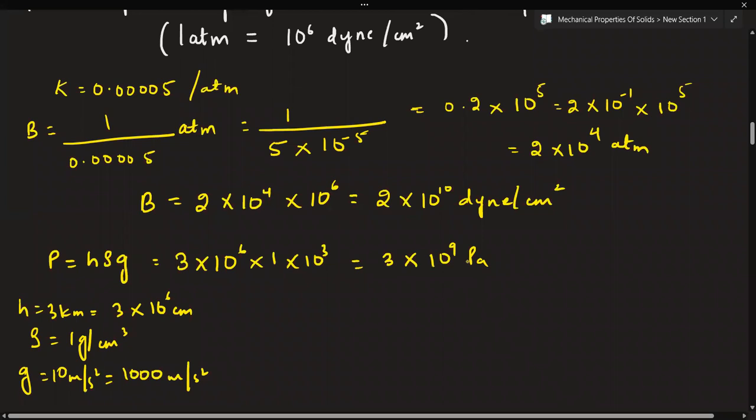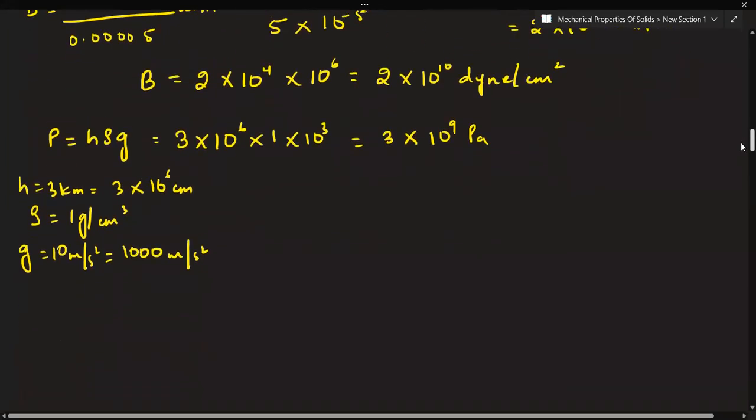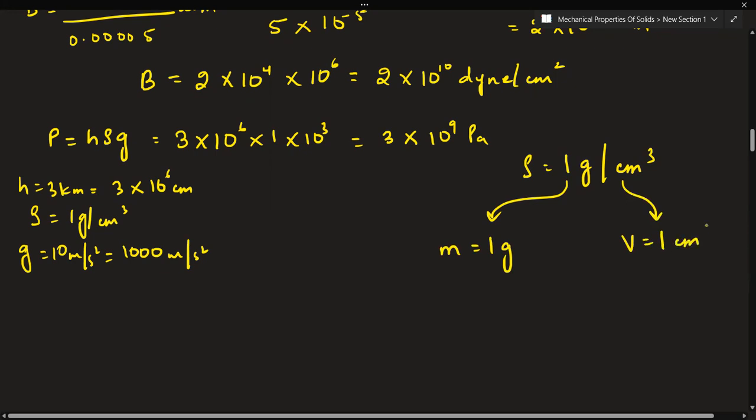Now we have the pressure, we have the bulk modulus. What was the density given? It was given 1 gram per centimeter cube. So this means mass is 1 gram and the volume is 1 centimeter cube. We have bulk modulus, pressure, and V. Only delta V is unknown from this formula, minus PV by delta V. So delta V would be minus PV divided by the bulk modulus.